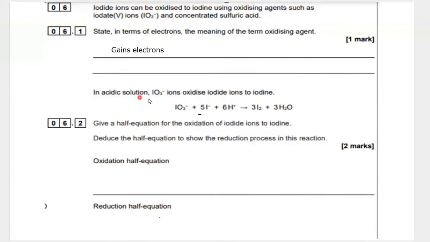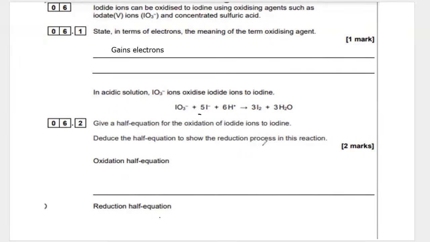Let's look at 6.2. In acidic solution, iodate ions oxidize iodide ions to iodine. So we have the IO3 minus iodate ion plus 5I minus plus 6H plus goes to 3I2 plus 3H2O. Give a half equation for the oxidation of iodide ions to iodine. Deduce the half equation to show the reduction process in this reaction. So let's start with the oxidation half equation.